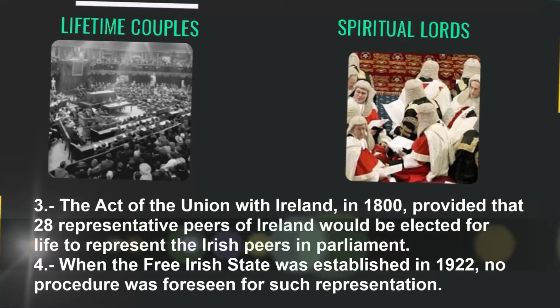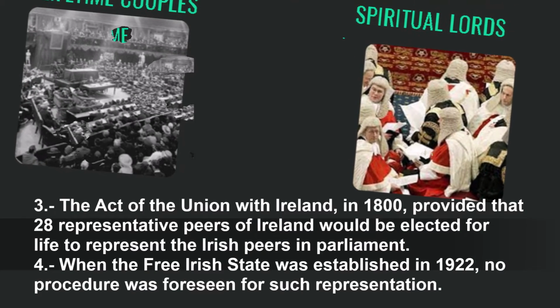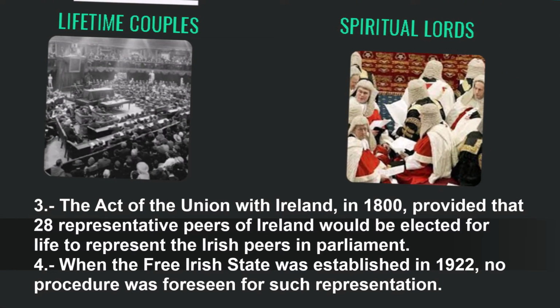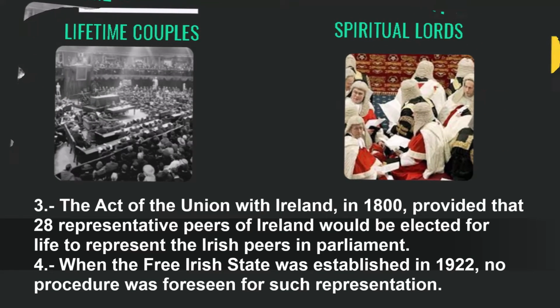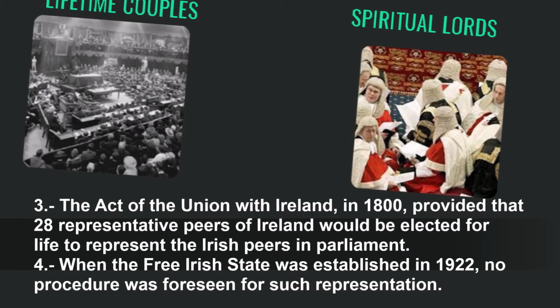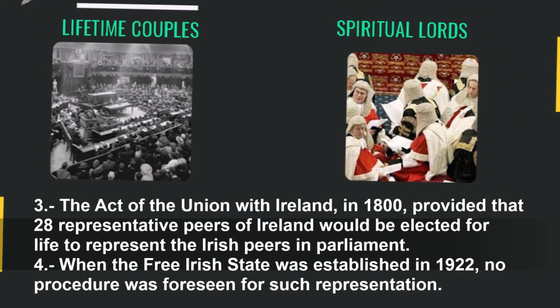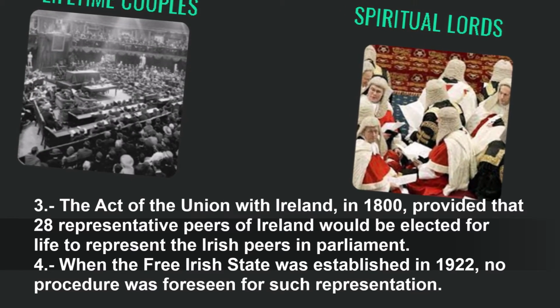The Act of the Union with Ireland in 1800 provided that 28 representative peers of Ireland would be elected for life to represent the Irish peers in Parliament. When the Irish Free State was established in 1922, no procedure was foreseen for such representation.